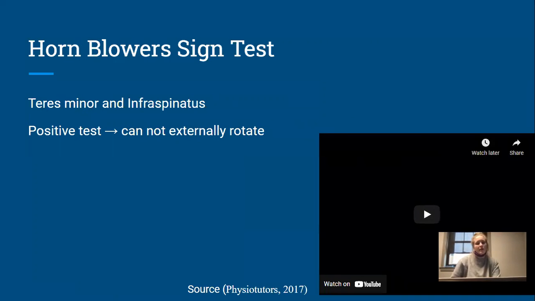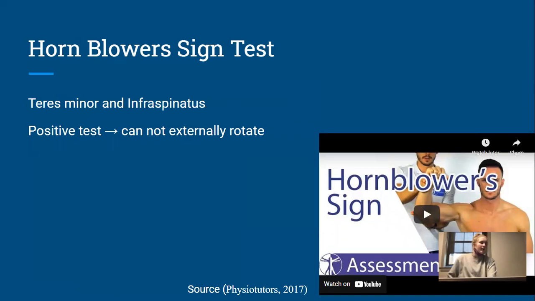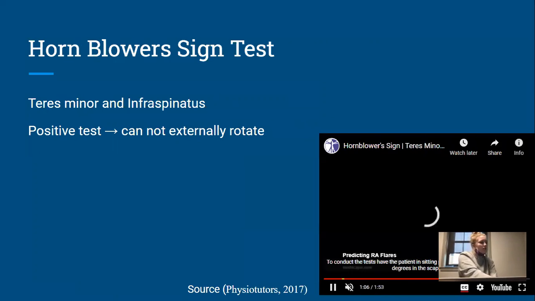Lastly is the hornblower sign test. This indicates the teres minor and infraspinatus. And then he'll do this.